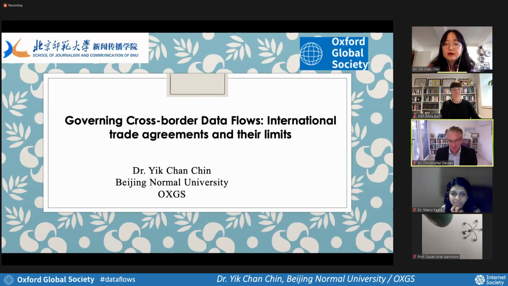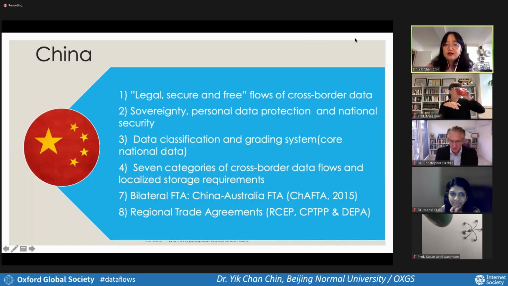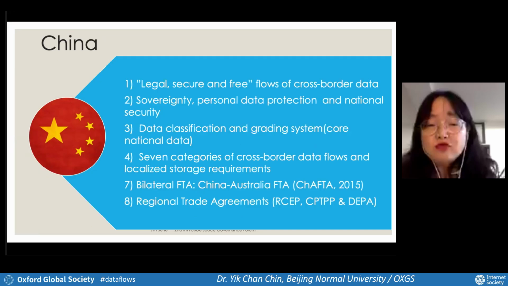So my presentation is following Chris's five questions, attempting to answer the questions posed by Chris. The first one is about the features of China's rules governing cross-border data flows. Basically, the governance of cross-border flow in China is closely tied to three elements: national sovereignty, national security, and personal data protection. Those three elements shape China's governance of cross-border flow.